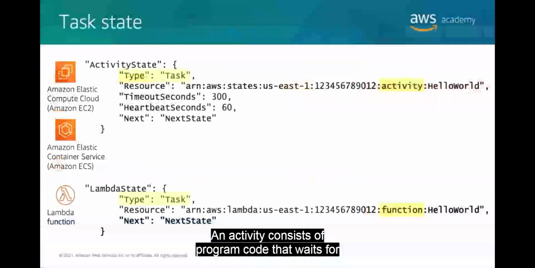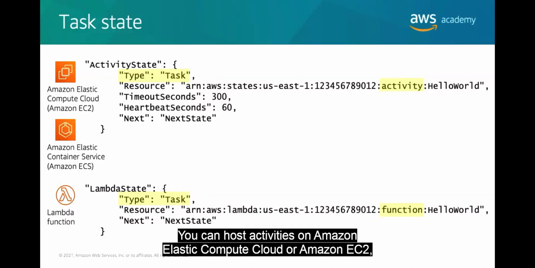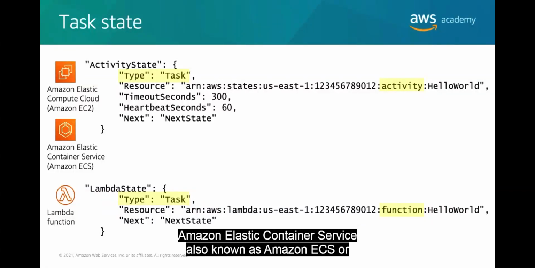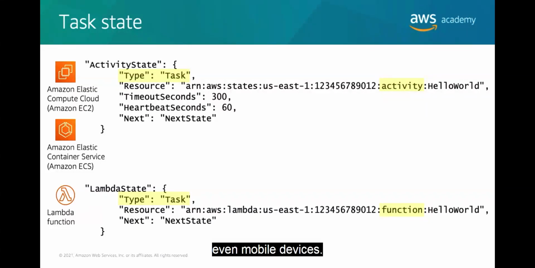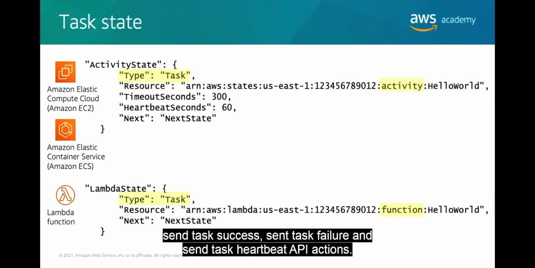An activity consists of program code that waits for an operator to perform an action or provide input. You can host activities on Amazon Elastic Compute Cloud, or Amazon EC2, Amazon Elastic Container Service, also known as Amazon ECS, or even mobile devices. Activities poll Step Functions by using the GetActivityTask, SendTaskSuccess, SendTaskFailure, and SendTaskHeartbeat API actions.